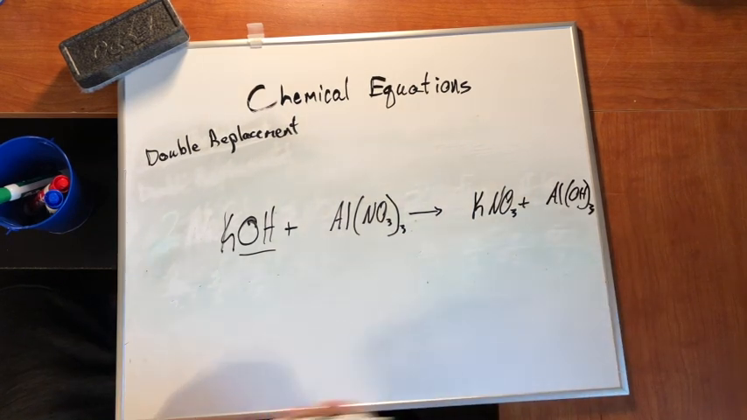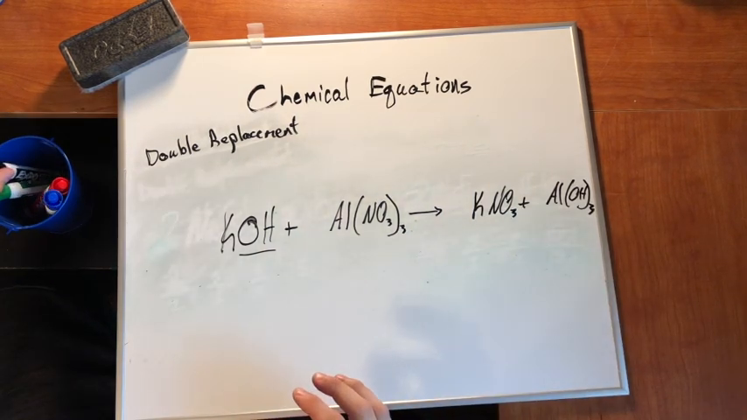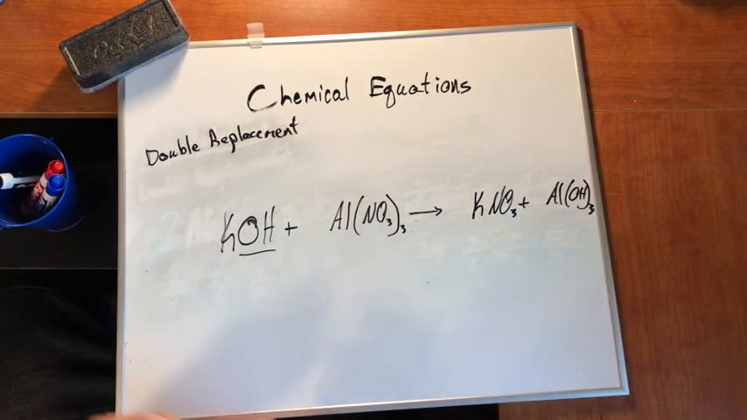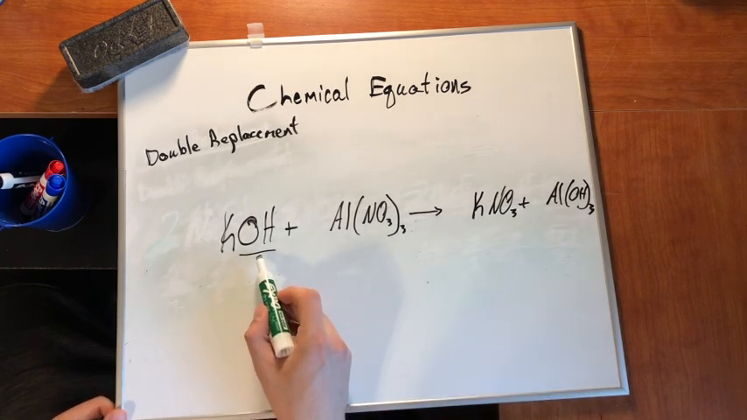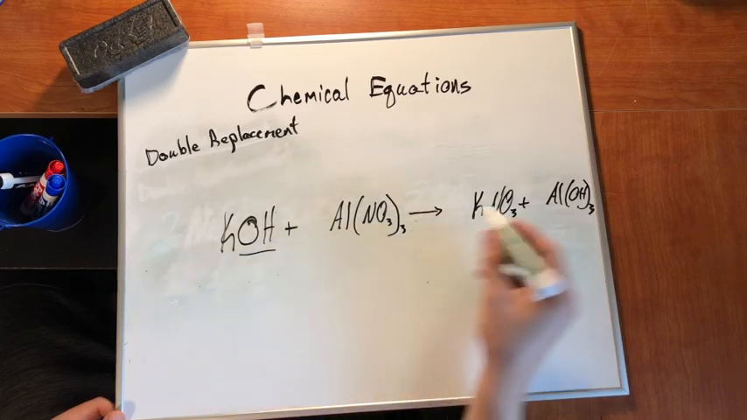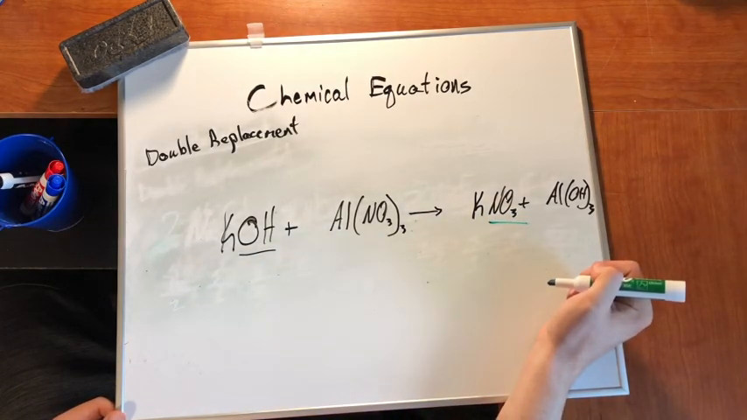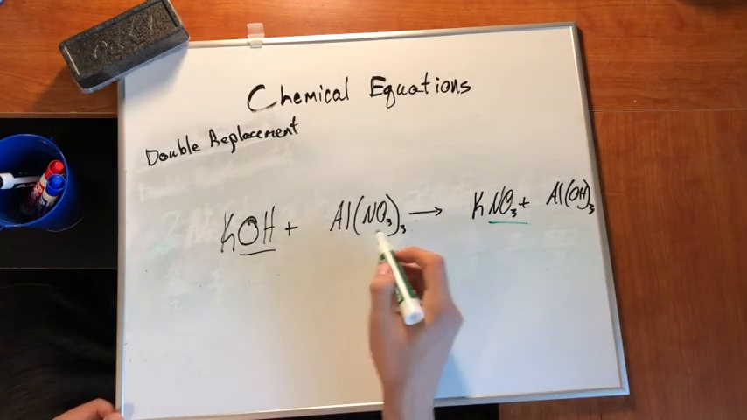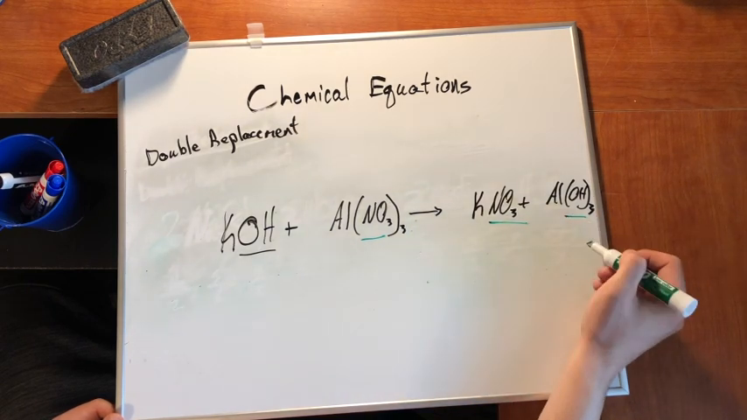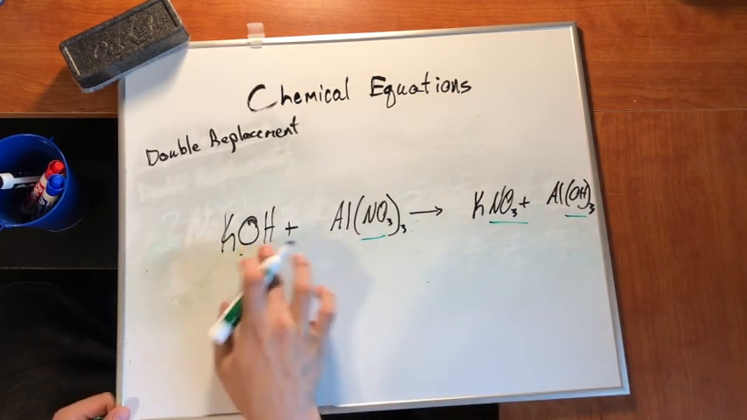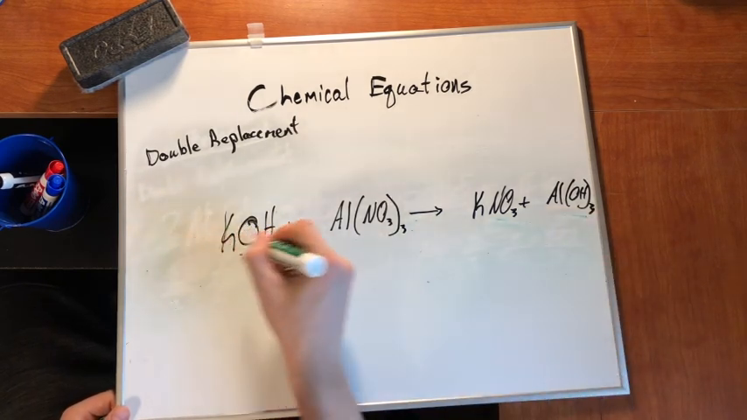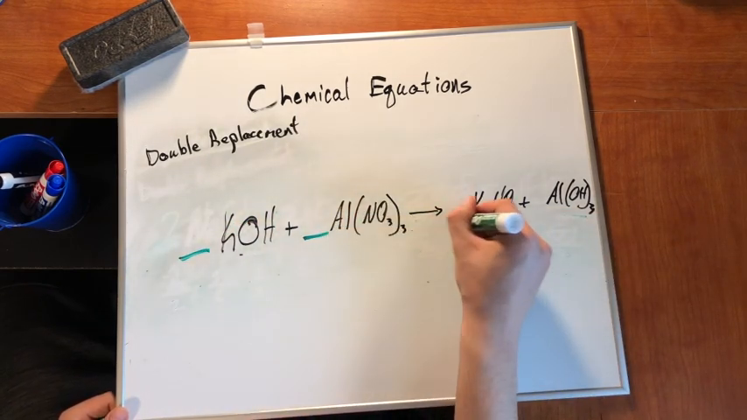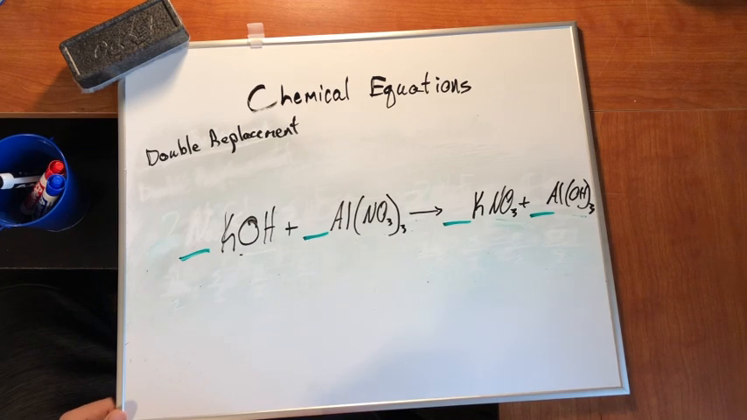So again, I can see this is a double replacement reaction because if I look here, potassium, his partner is getting switched from hydroxide to nitrate, and then the partner on aluminum, nitrate, is being replaced with hydroxide. So I have a double replacement reaction going on. Let's try to balance it. So I want to think about what coefficients I have.